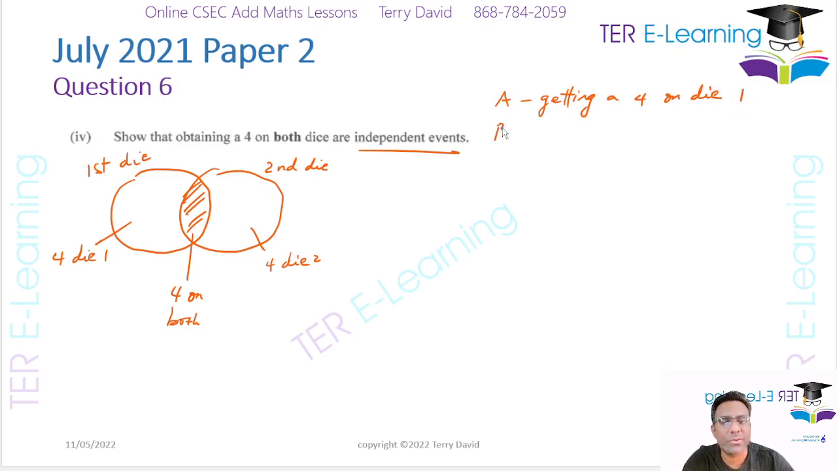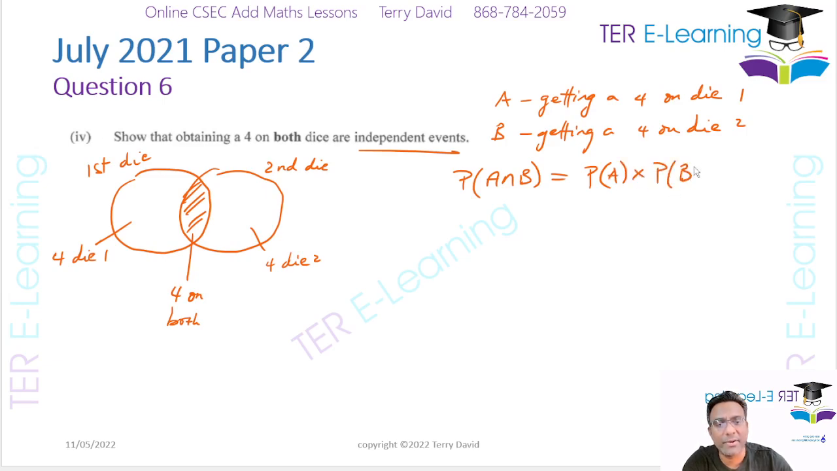Let's call event B getting a 4 on die 2. Now, the probability of that intersection there. For these things to be independent, this is what should be true: probability of A multiplied by the probability of B. So this is what we need to show.